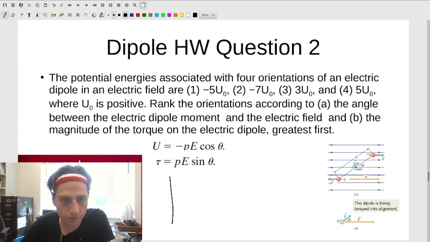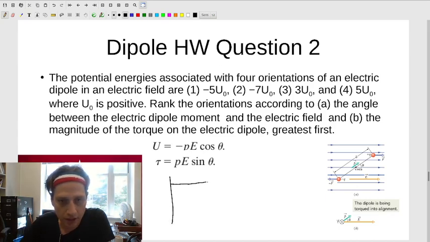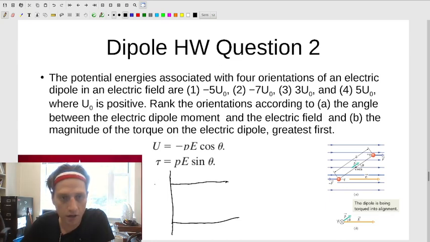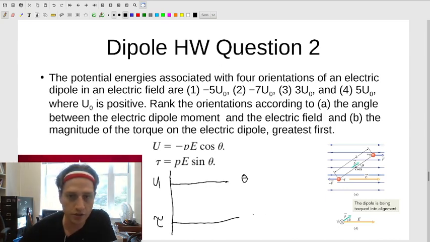Okay, so let's plot what these things look like. So here's our energy versus orientation, and then our torque versus our orientation.